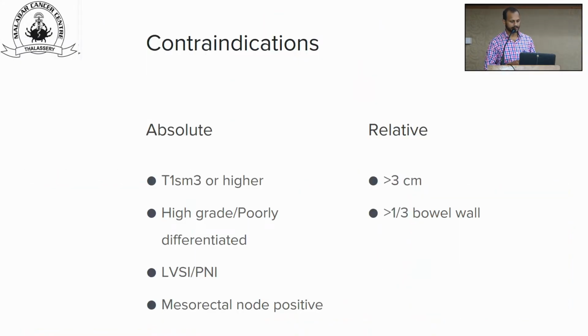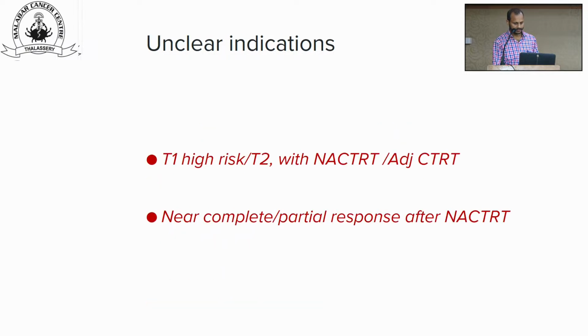What are the contraindications? Absolute contraindication is T1 SM3 or higher. High grade or poorly differentiated cancers you should not do, and those with LVSI or PNI and with positive lymph nodes. Some relative contraindications are lesions more than 3 centimeters and those involving more than one-third of the bowel wall. I said relative because as the expertise for the procedure increases, you will be able to extend the indication. Sometimes you may be able to do a procedure with a 4 centimeter lesion or one involving slightly more than one-third of the bowel wall. So it's a relative contraindication only.